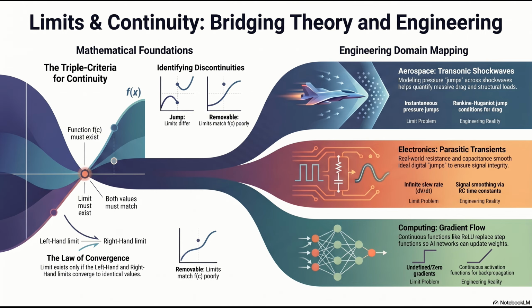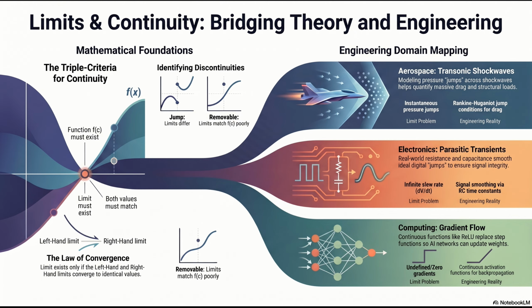The notation is dv over dt equals infinity. And the physical universe does not tolerate infinity. You simply cannot have an infinite instantaneous jump of energy in a physical copper wire. The engineering reality is that physical circuits are messy. Very messy. The traces on a microchip possess what engineers call parasitic capacitance and resistance.